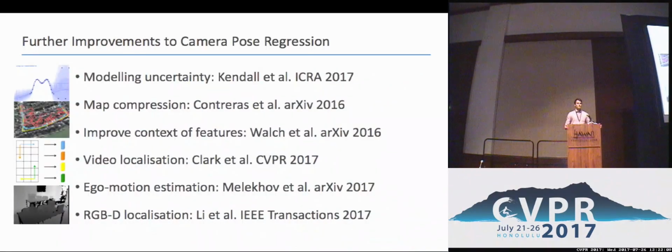So finally, I'd just like to run through a few more papers which extend this work and show other interesting aspects of this machine learning approach of going straight from images to camera pose. So there's work that shows how to model uncertainty in these networks, how to understand the compression and the space that we learn to map the map in, how to improve the context of features, video localization, ego motion localization, and localization over RGBD frames.